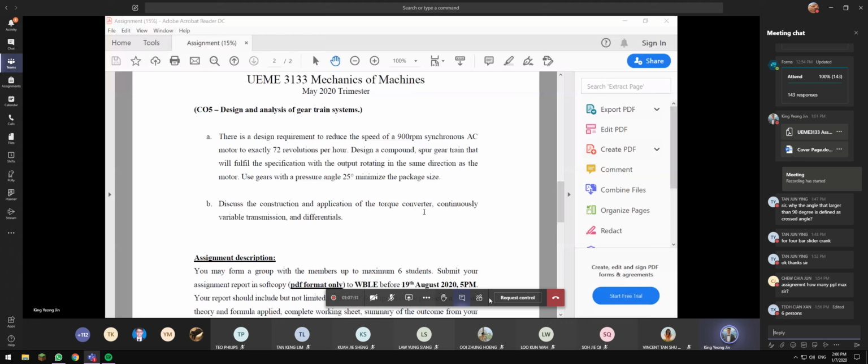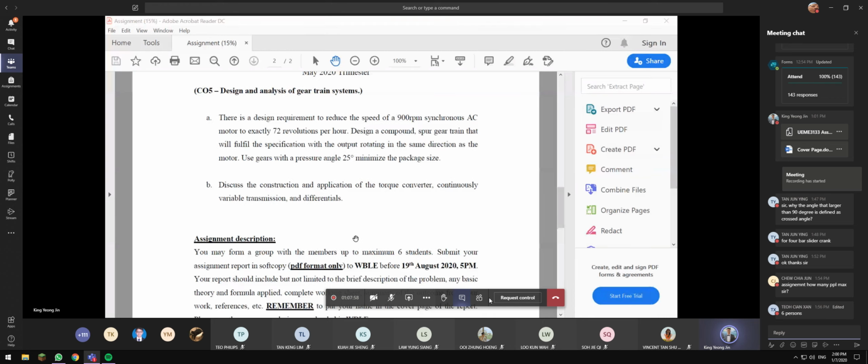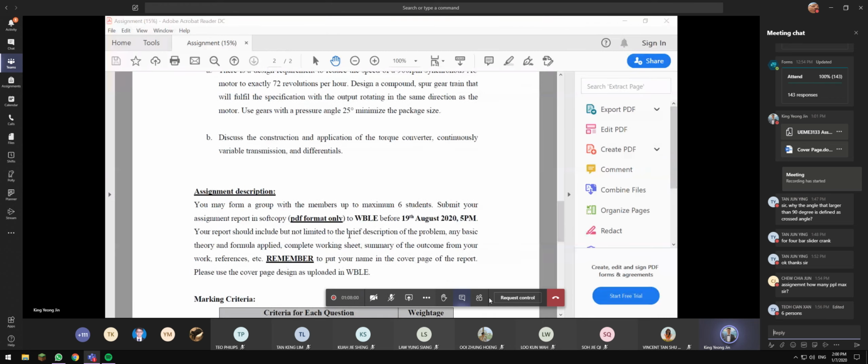So a lot of automatic cars have this torque converter, right? And then what is a continuously variable transmission, the CVT, that you can find in a lot of cars nowadays. The first manufacturer that uses it a lot is Nissan from Japan. And then also the differential gear that you can find in the car.